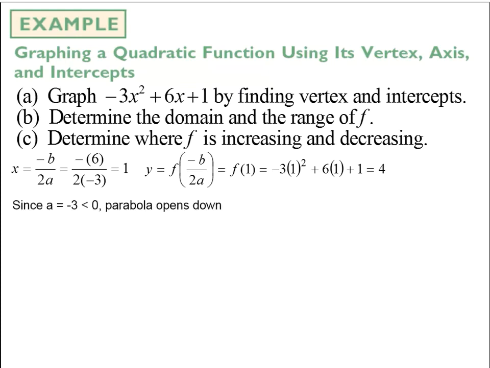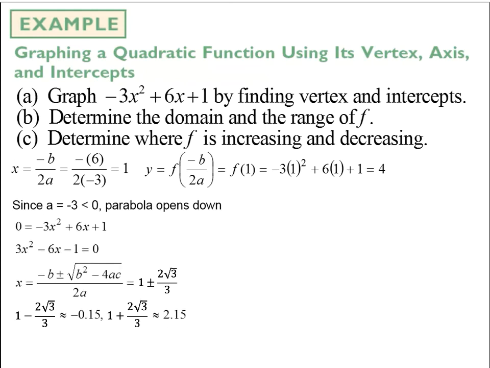So once I determine the vertex, I'm going to look at that leading term of negative 3 and point out that the parabola opens downward. So I could rough sketch, plot the vertex, and plot the direction of the parabola. What we're going to do for letter A here is add some more detail. So we're going to find the x and y intercepts.